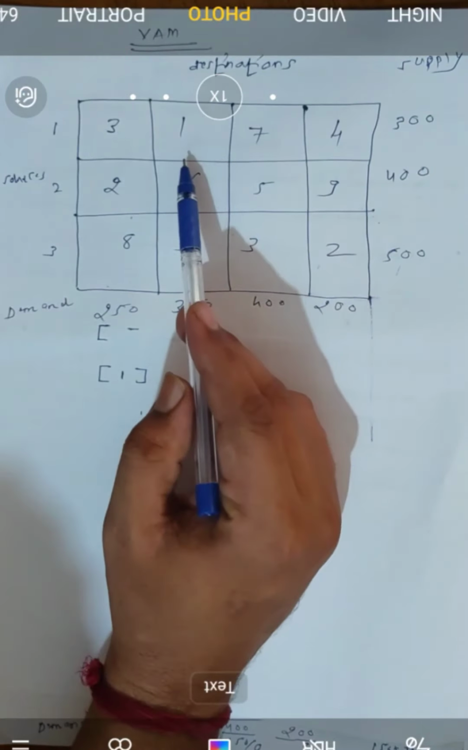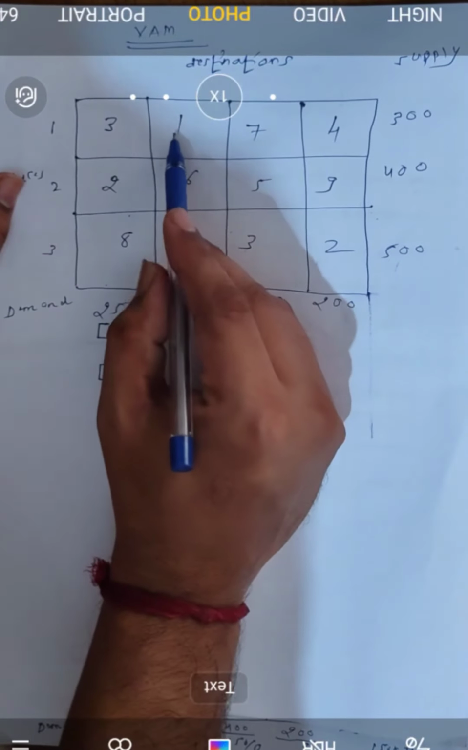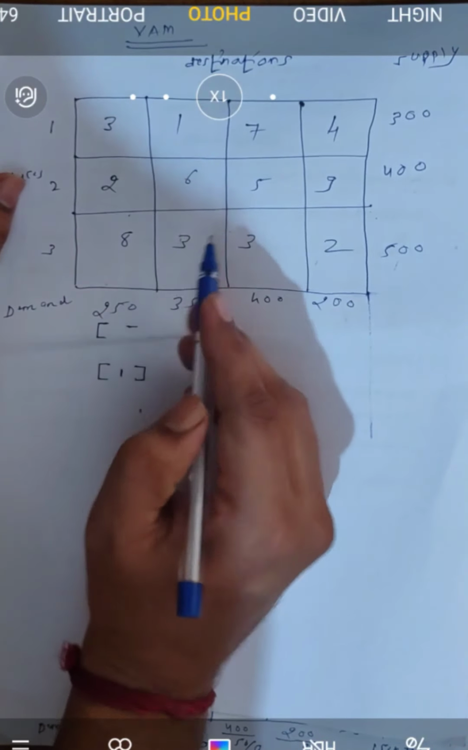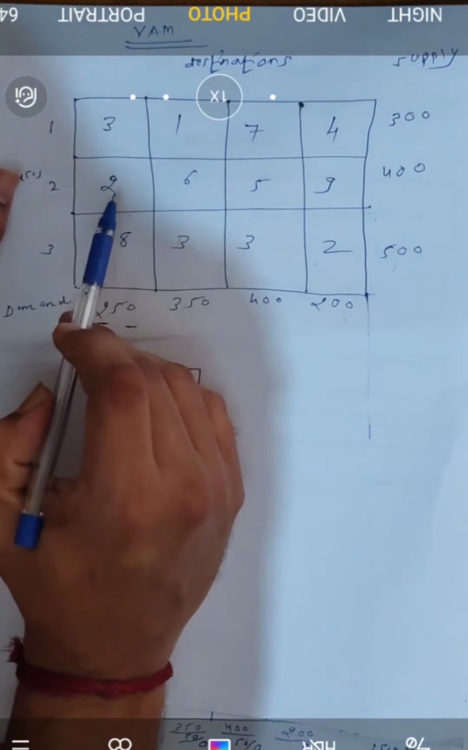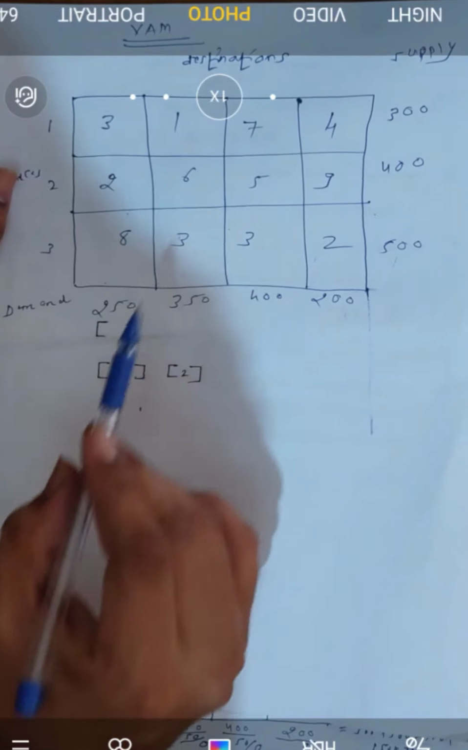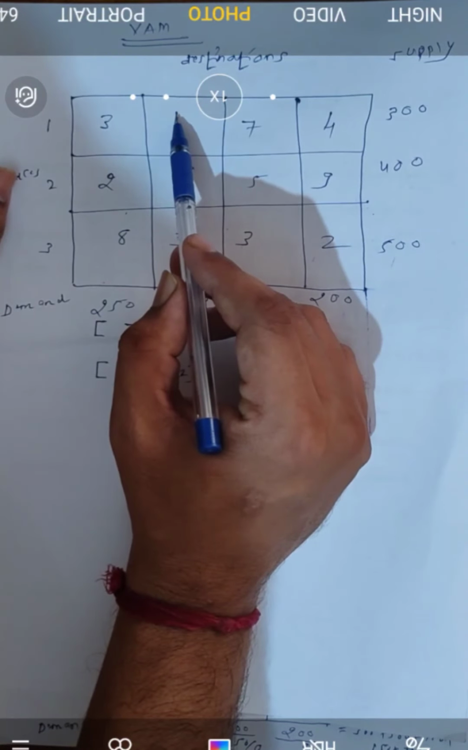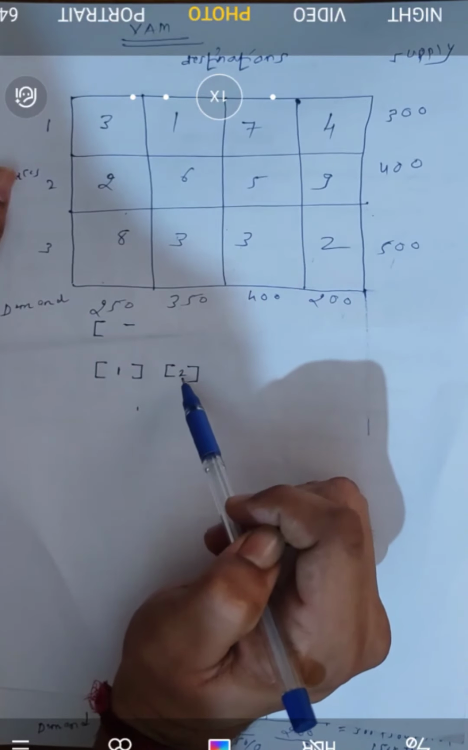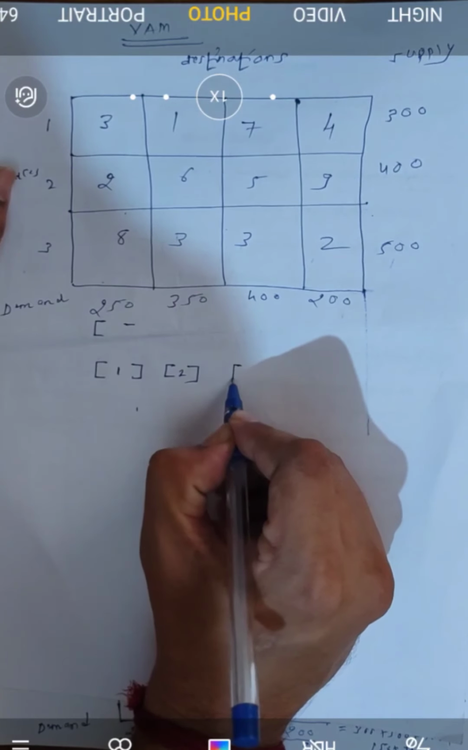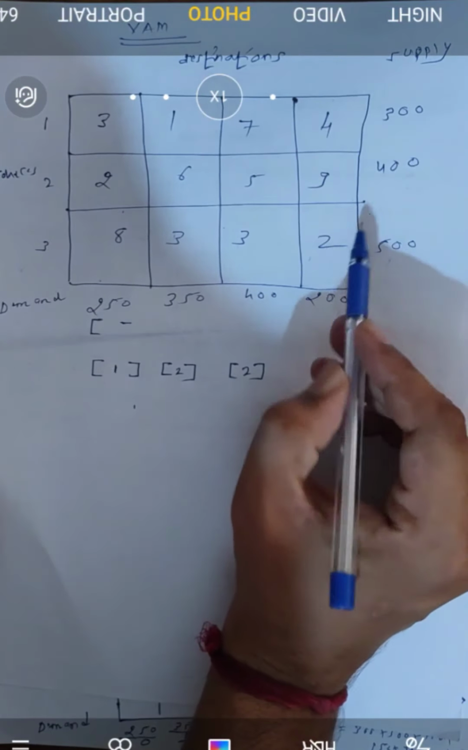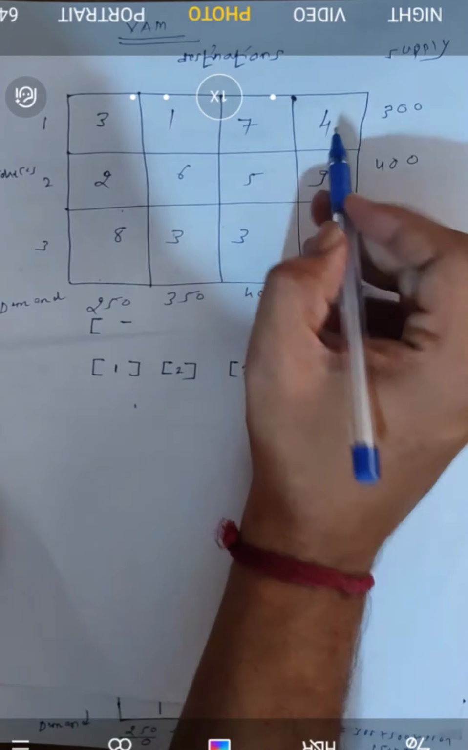Now as far as the second column is concerned, the first least element is 1, the second least element is 3. The difference is 3 minus 1, which is 2. So in the first column the least is 2, the next least is 3, difference is 1. In the second column the first least is 1, the second least is 3, difference is 2. In the third column the first least is 3, the second least is 5, so the difference is 2. In the last column the first least element is 2, the second least element is 4, so the difference is 2.